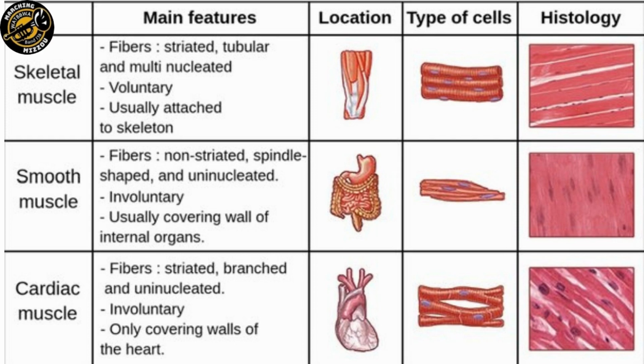Similarly, cardiac muscle is a fiber with striation and branches, and they're also uninucleated. These muscles are also involuntary, and they're only covering the walls of the heart. As you can see, the cardiac muscle type of cell diagram has one nucleus per strand, and we do see branches. These two involuntary muscles are things that your brain is controlling the movement of all the time and is not something that you can really change.